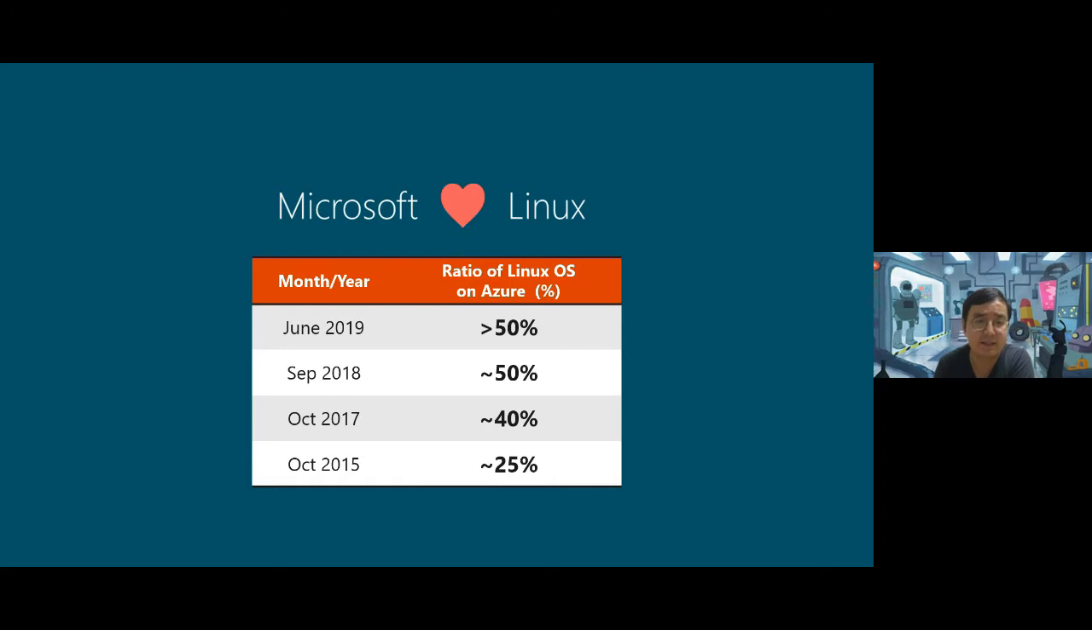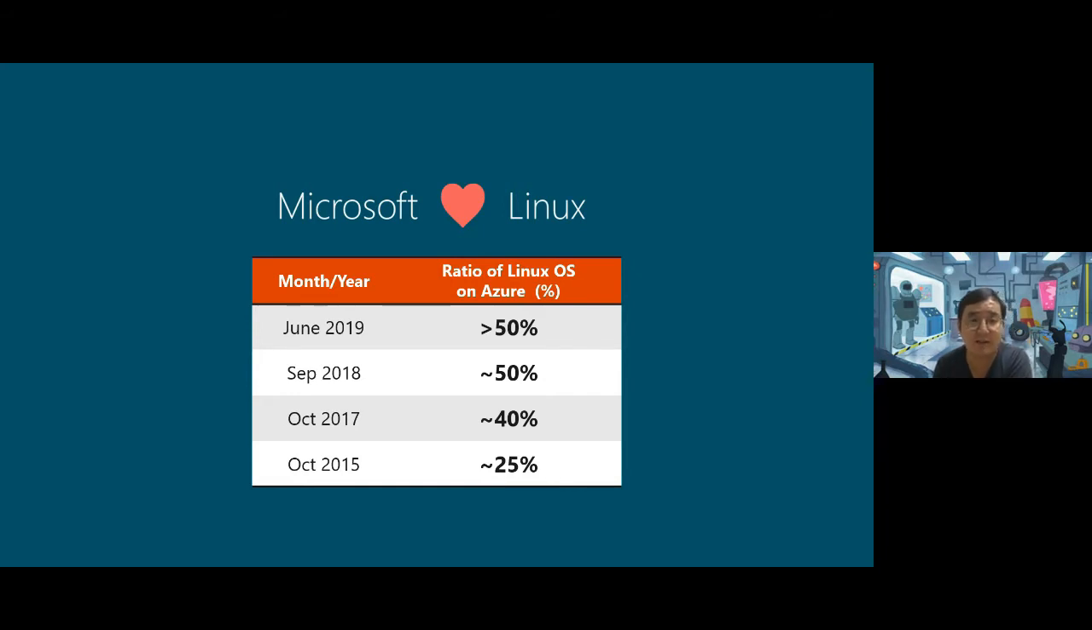Currently, these are some statistics which were disclosed on the Linux kernel mailing list on Linux.org. In June 2019, the ratio of Linux operating systems on top of Azure is more than 50%. So it means that now Microsoft really loves Linux.